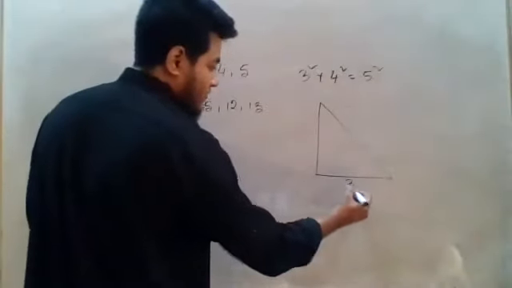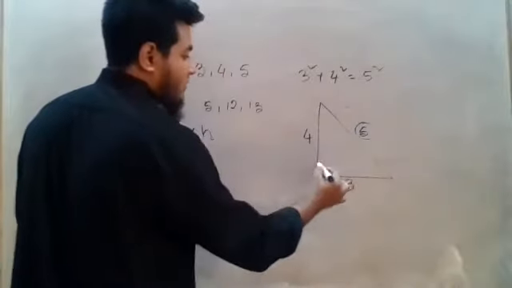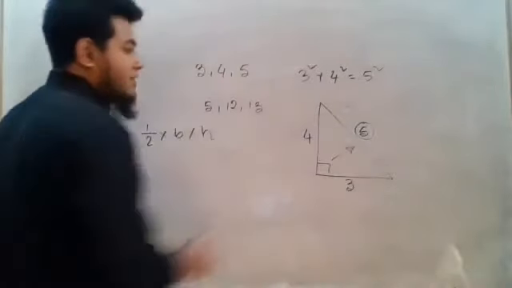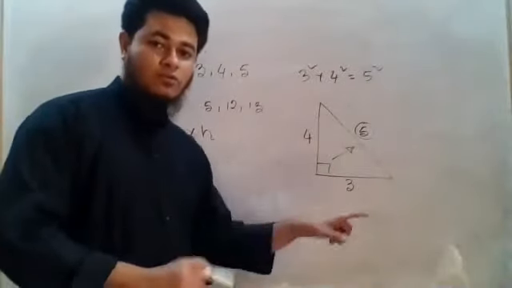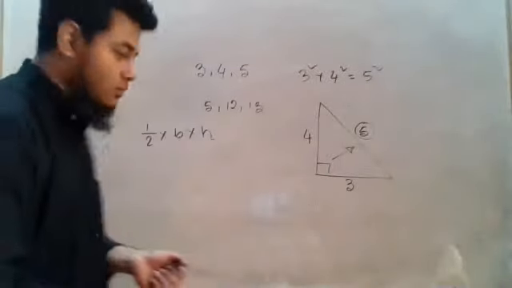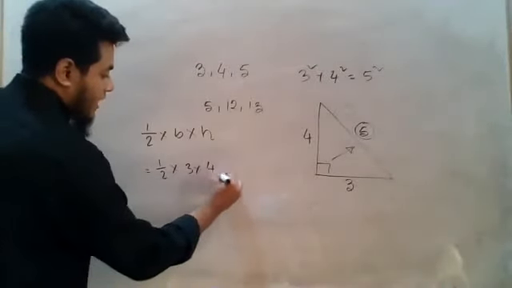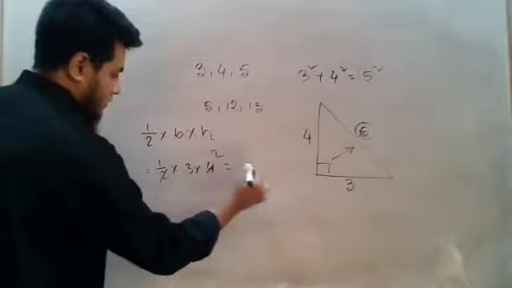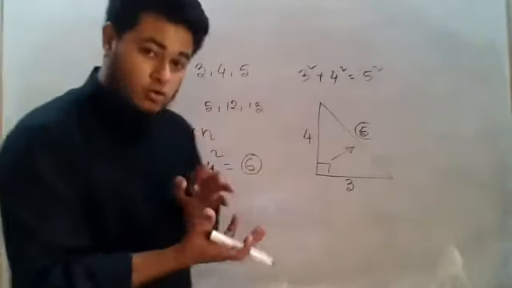If you consider 3 to be base, 4 will be height, and 5 will always be the hypotenuse. Okay, 5 will always be the hypotenuse, and for 3 and 4 it doesn't matter, you can write 3 here and 4 there, ultimately it is going to give you the same value of area. So it will be half into base into height, so 6.